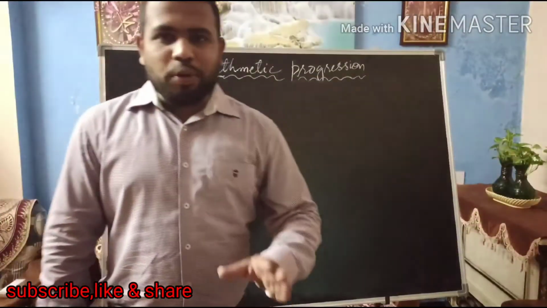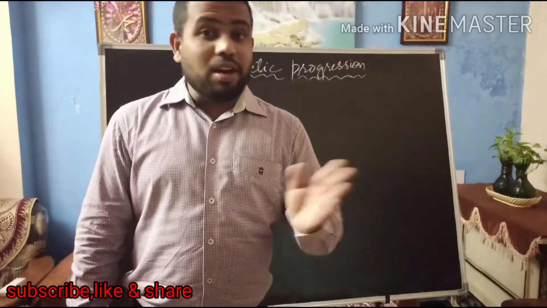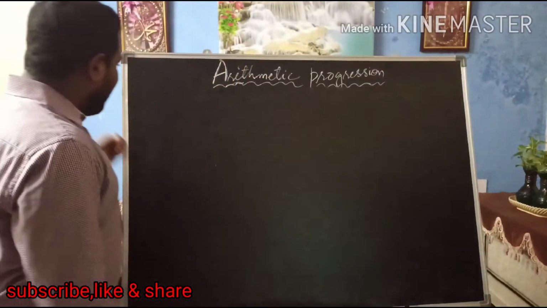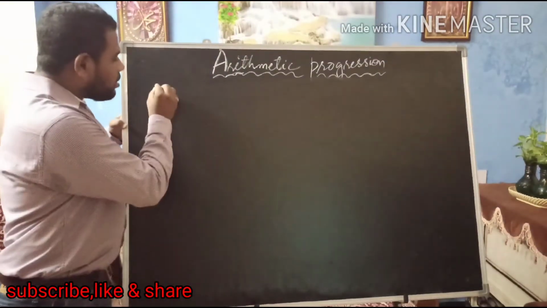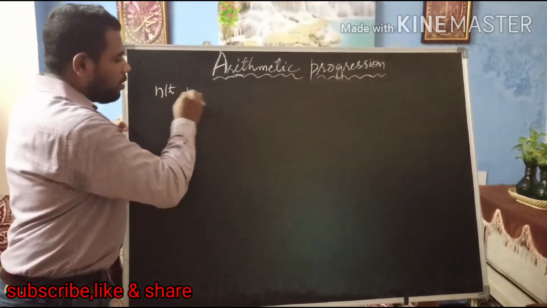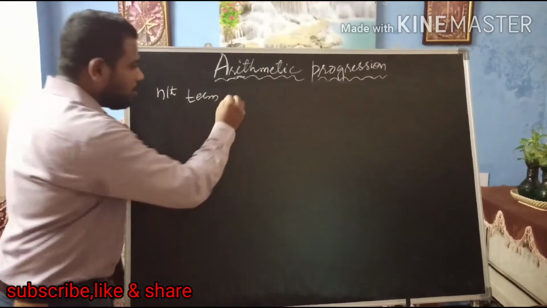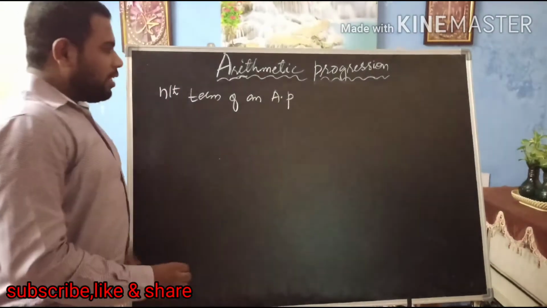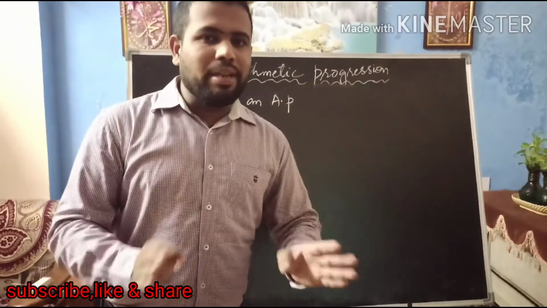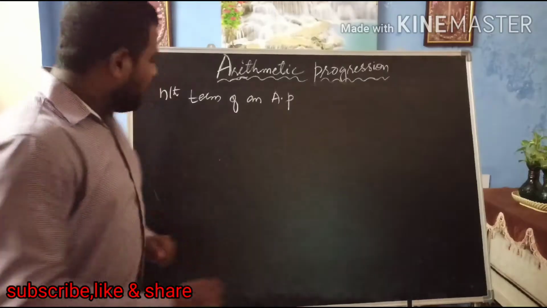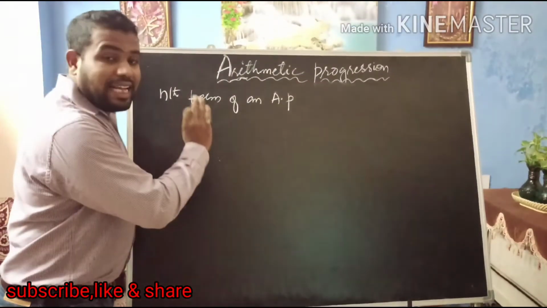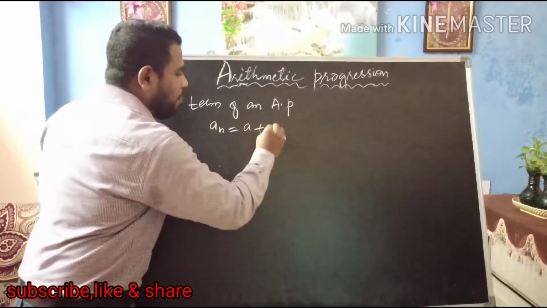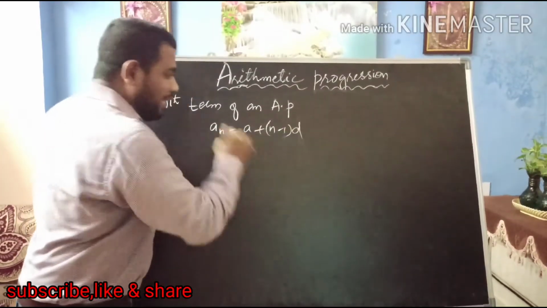Very simple and very easy. After knowing what the common difference is and what the general form of an AP is, now we are going to study the nth term of an AP. Let us see what the nth term of an arithmetic progression is, which is very simple, easy and very useful also. Let us see the formula to find the nth term of an AP: an equals a plus n minus 1 into d. This is the formula.